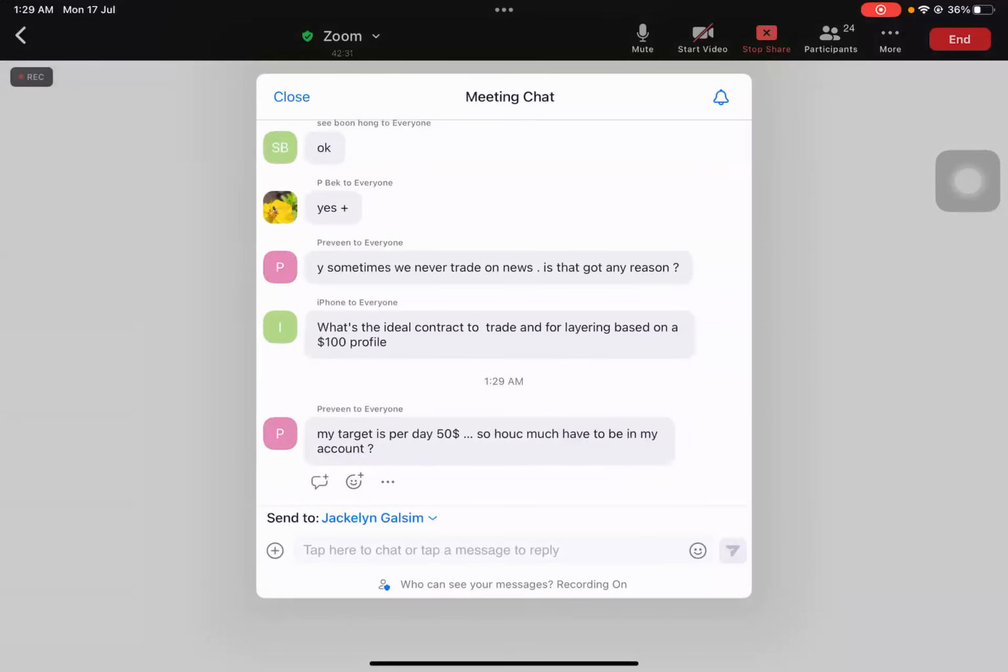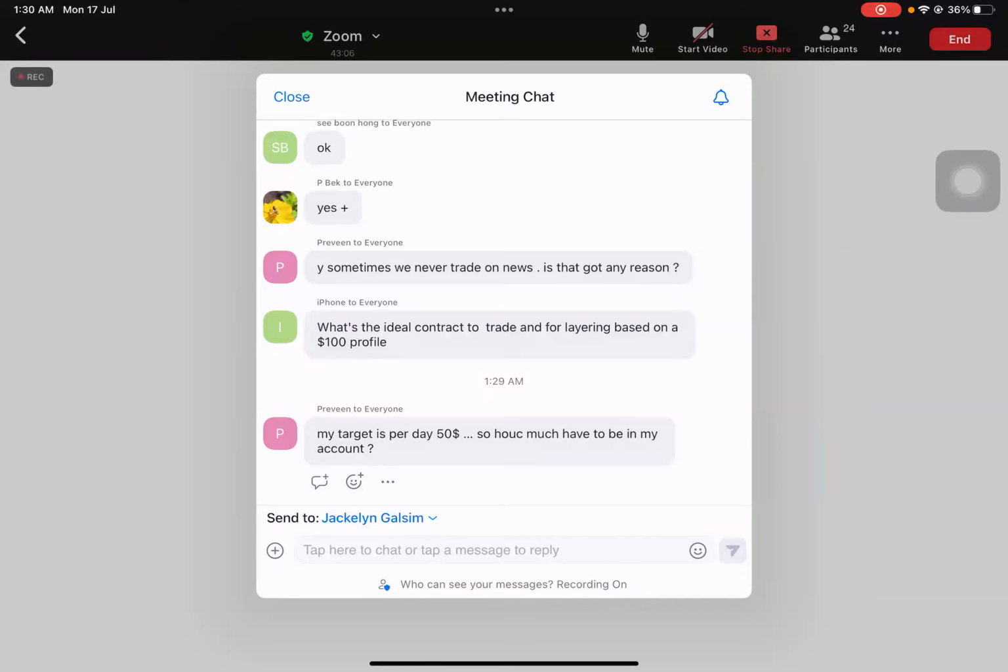My target is $50 per day. So how much do I have to have in my account? For $50 every day, I would suggest you have $300 to $500, at least $300 for your account to get at least $50 per day. But for the low risk one, I would suggest $1,000. $1,000 is better. You just target almost 5% per day. So in a week you get 25%.